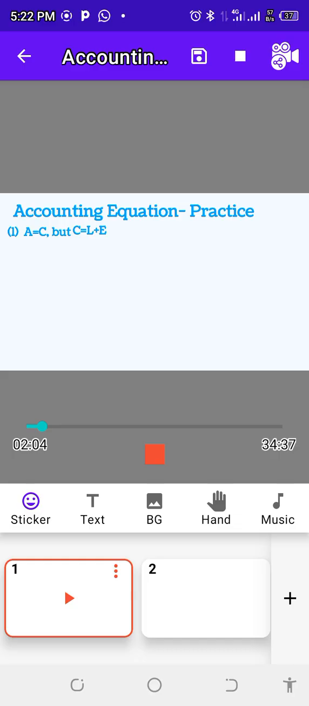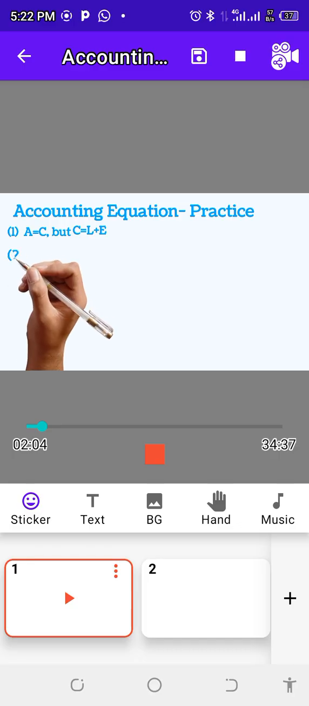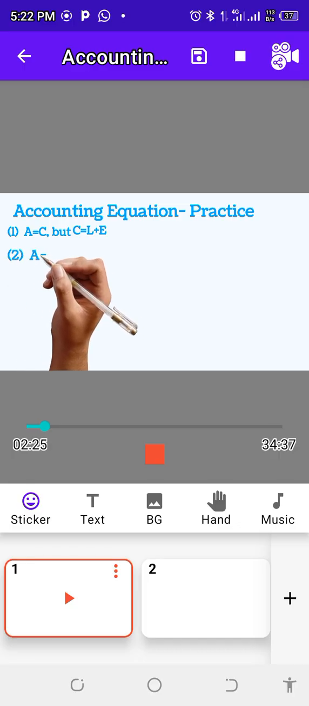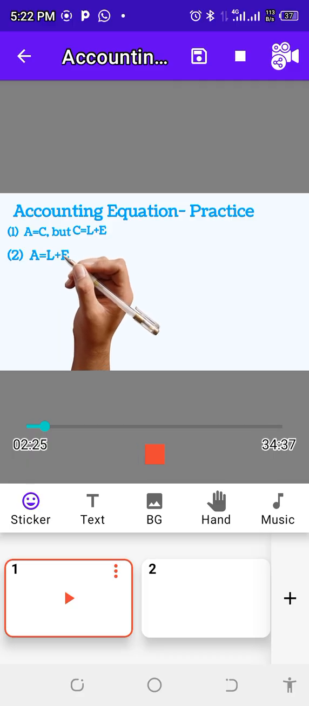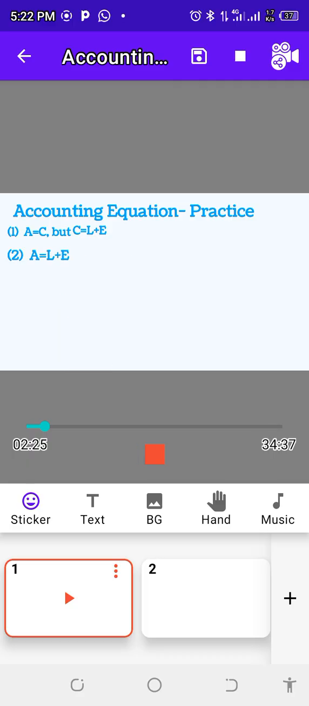In the absence of capital, in the absence of liability, A is equal to what? E. Now, we are going to remove capital in the equation and replace it with liability plus equity. That is to say, the accounting equation now becomes asset is equal to liability plus equity. This is the first expanded form of the accounting equation.